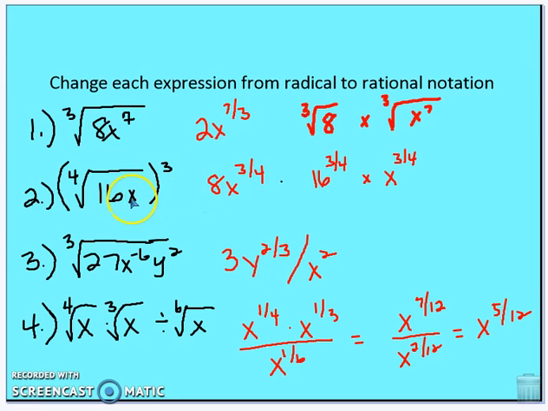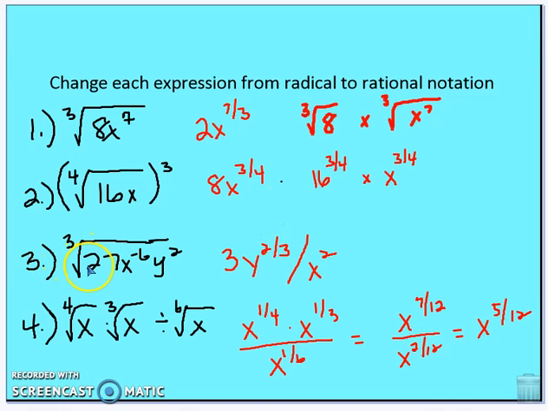Next problem, I can separate this problem into 16 to the 3/4 times x to the 3/4. 16 to the 3/4 is 8. So the 4th root of 16 is 2. 2 cubed is 8. And then 8 times x to the 3/4.